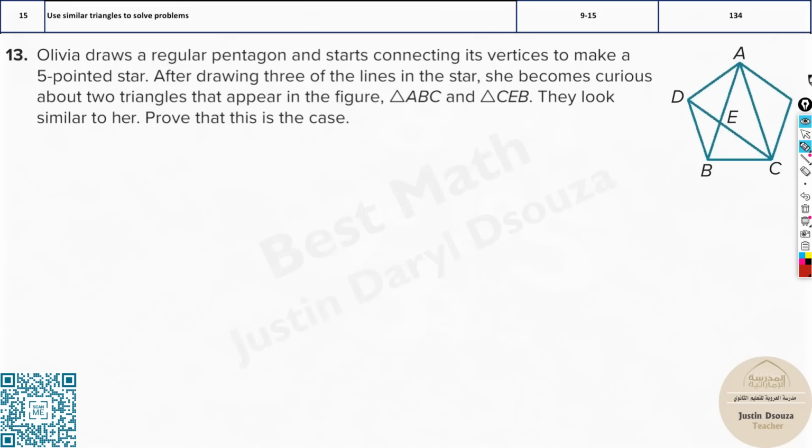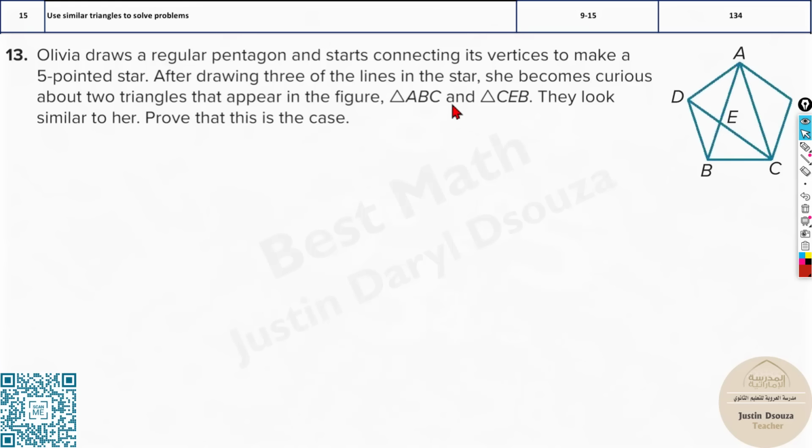And now we have some real world problems. Olivia draws a regular pentagon. Pentagon means having 5 sides and regular means all the sides are equal. And starts connecting its vertices to make a 5-pointed star. Okay, she wants to do a 5-pointed star.